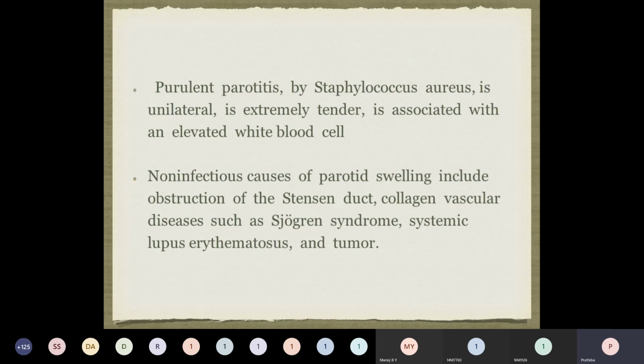Purulent parotitis means bacterial infection, which is mainly caused by Staphylococcus aureus. It is unilateral, extremely tender, and associated with an elevated WBC count. The non-infectious causes of parotid swelling mainly include obstruction of Stensen's duct, or collagen vascular diseases such as Sjogren syndrome or SLE, or even a tumor. So we said infectious and non-infectious. Infectious, we said, includes viral and also bacterial infections. Non-infectious is already mentioned.